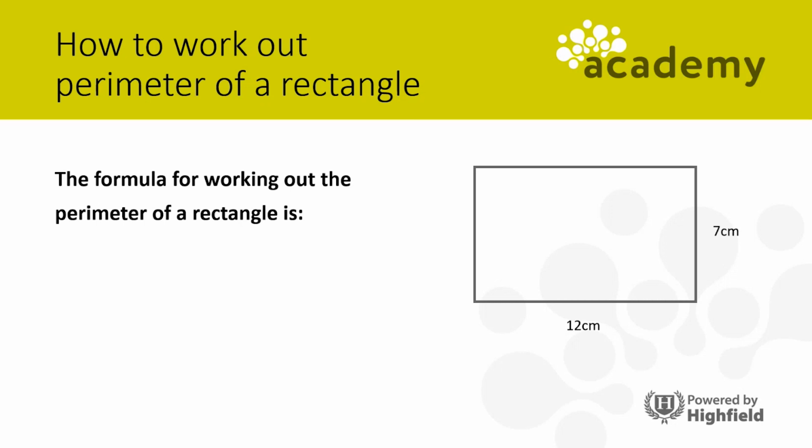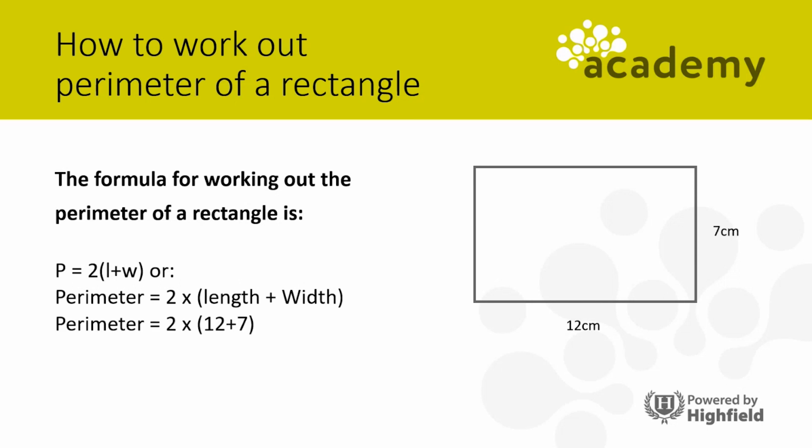The formula for working out the perimeter of a rectangle is P equals 2 times (L plus W), or perimeter equals 2 times the length plus the width. In this case, the length is 12 centimeters and the width is 7 centimeters. So 2 times (12 plus 7) is also written as 2 times 19, which is 38 centimeters.